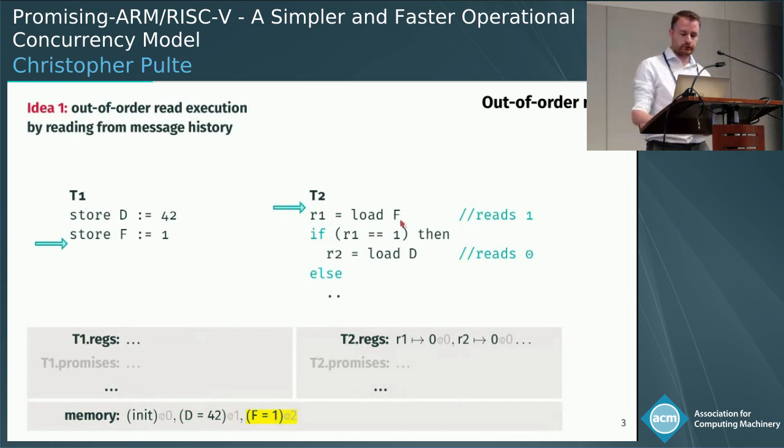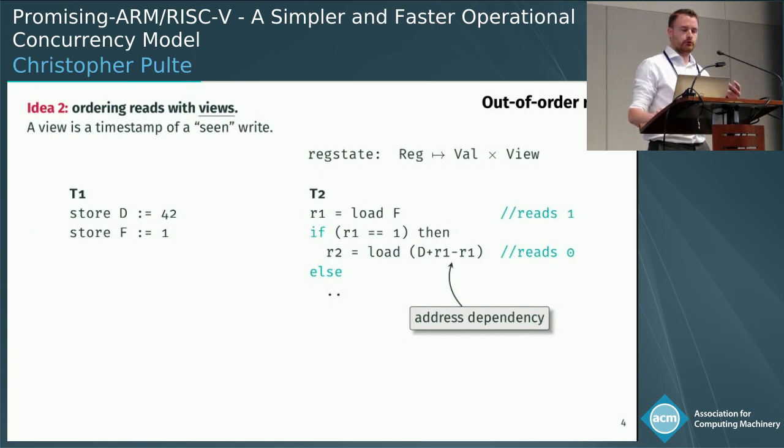And if we now do the load of F, any load can always read from the most recent write to its address in memory. If we read from this write of F equals 1, this sets the register state for R1 to 1, so that in the next step the condition evaluates to true, and we can execute the load of D. This load could now read from the most recent write to D, but loads are also allowed to read from certain older writes in the message history. In particular, this load could now also read from the initial write of D equals 0. If we do that, this sets the register state to 0 and gives us this interesting outcome.